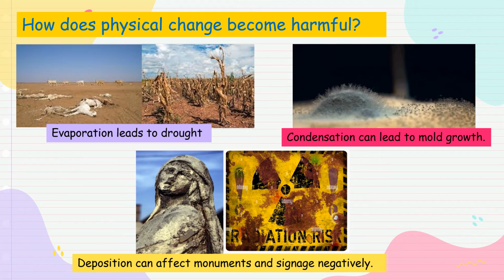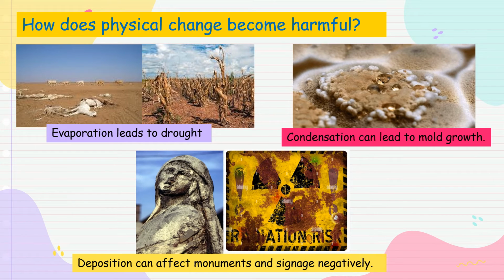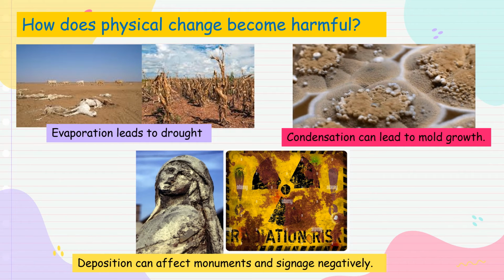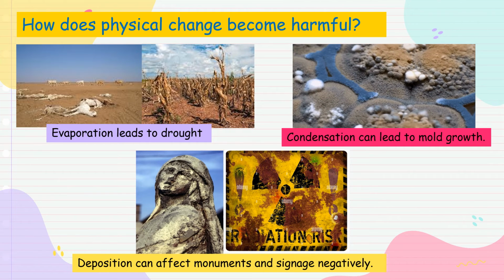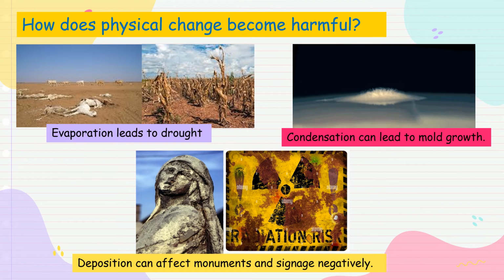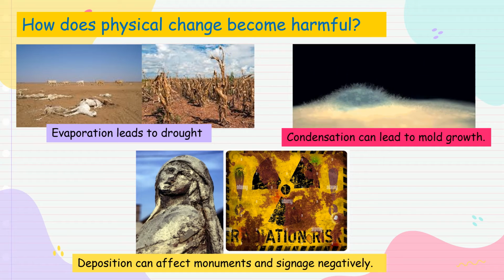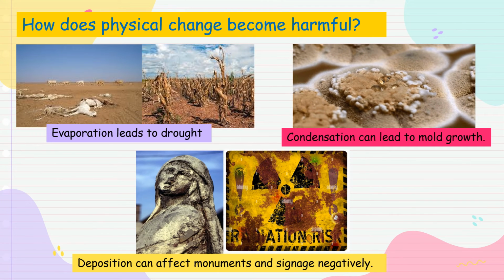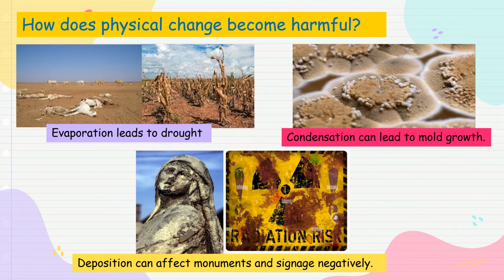The last one is deposition. Deposition can affect monuments and signage negatively. Deposition is a change of matter directly from gas to solids. Deposits on the surface of monuments, metal signs, and other structures are evident if exposed to air for a long time.